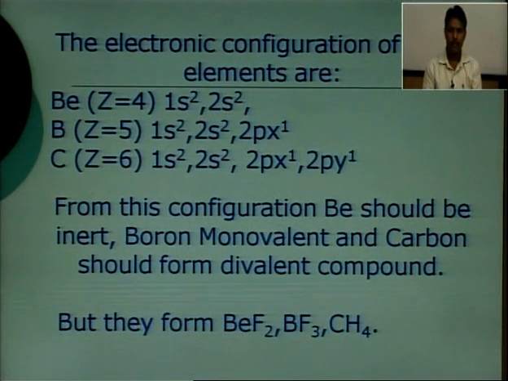The electron configurations of these elements are: beryllium 1s2 2s2, atomic number 4; boron 1s2 2s2 2px1; and carbon 1s2 2s2 2px1 2py1. So, from these configurations beryllium should be inert, boron monovalent and carbon divalent, but they form beryllium difluoride, boron trifluoride and carbon methane, sorry, CH4.